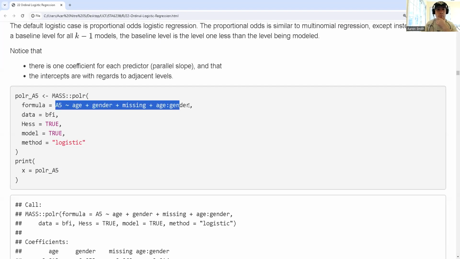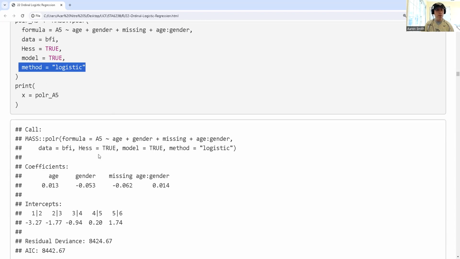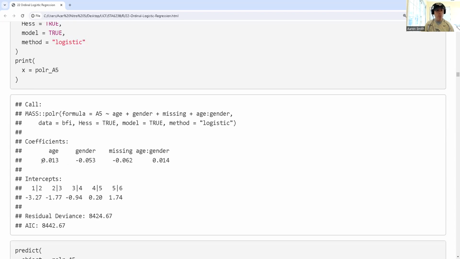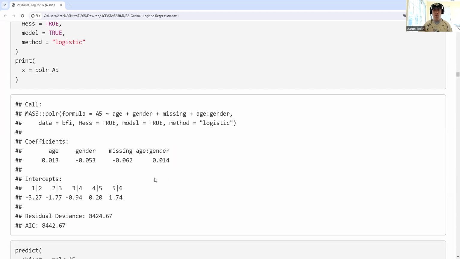We have our formula, we have our data, and do I want a Hessian? I usually produce it just to check it, produce a model. And here I want it to be a logistic method. And so we can see that we're going to get 1, 2, 3, 4, 5 different models, or different intercepts, and we're going to have the same slope every single time for all 5 of the submodels.